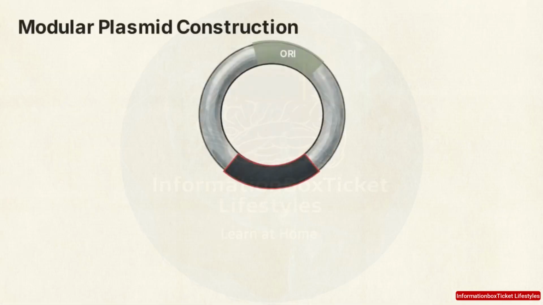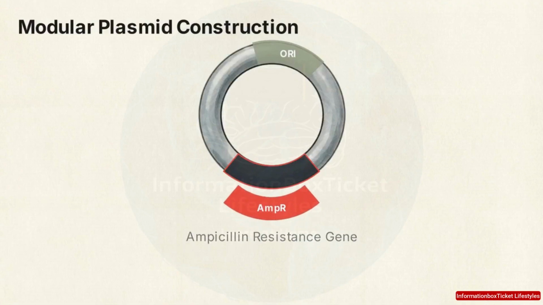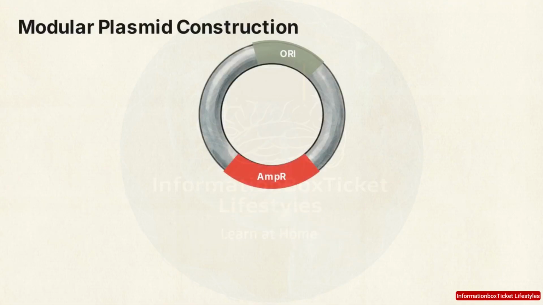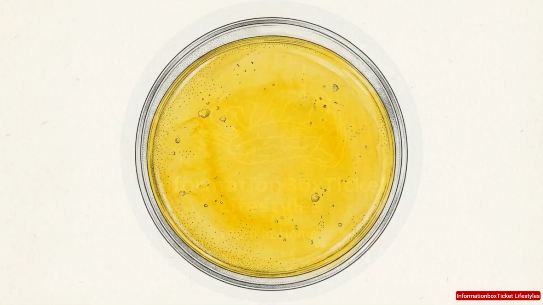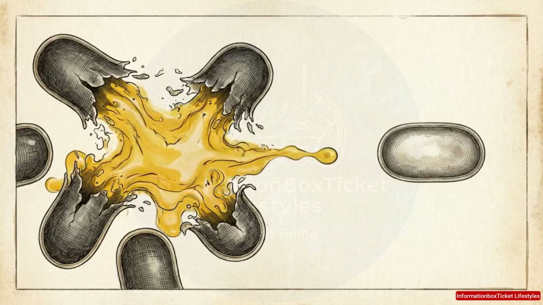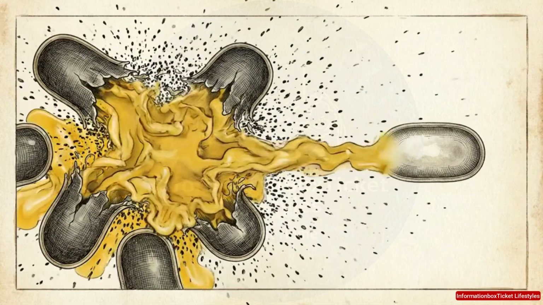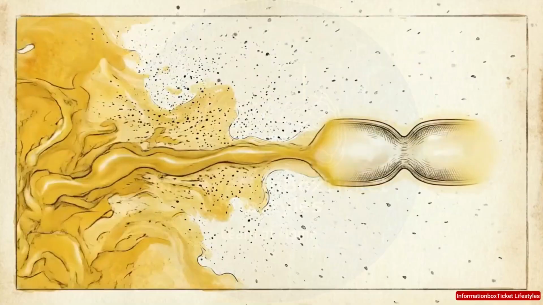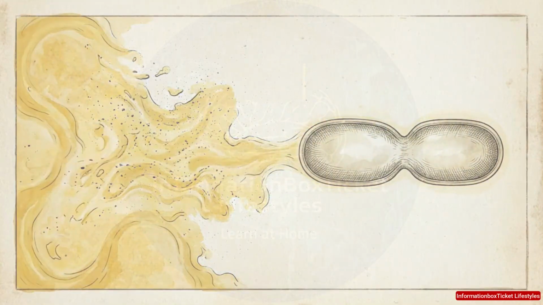The most common approach is inserting an antibiotic resistance gene, such as the sequence for ampicillin resistance, directly into the vector. This creates intense selective pressure. When the bacteria are grown in an environment saturated with antibiotics, any cell that has discarded the plasmid is immediately destroyed. Only the transformed cells containing the plasmid can survive and multiply.